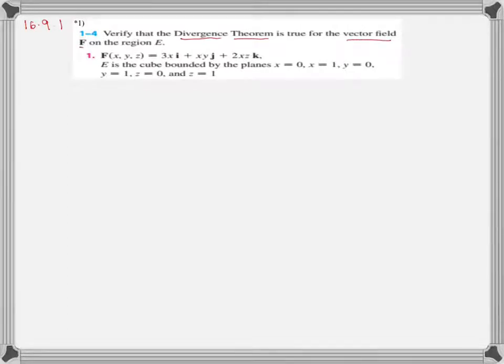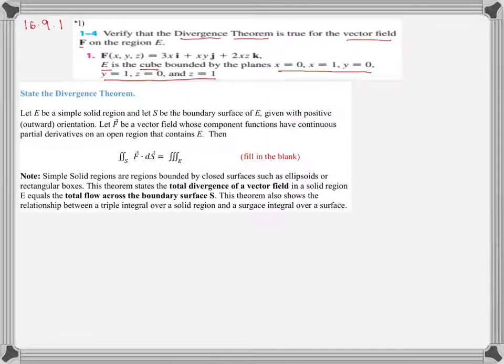So we are asked to verify the divergence theorem. So let's see what the divergence theorem is. Here you are given E is the cube bounded by the planes x equals 0, x equals 1, y equals 0, y equals 1, z equals 0 and z equals 1. What is the divergence theorem?